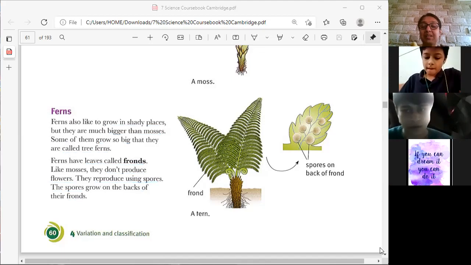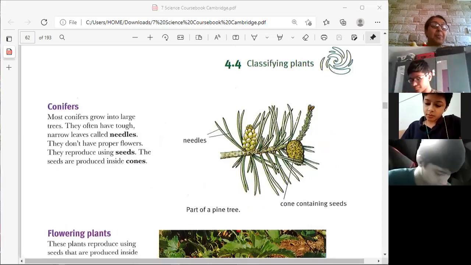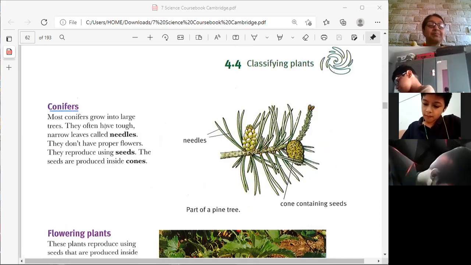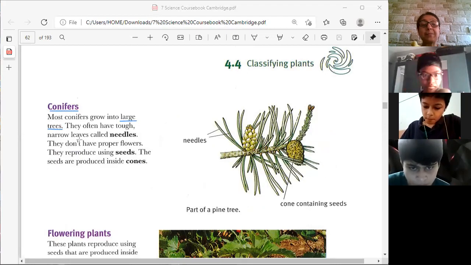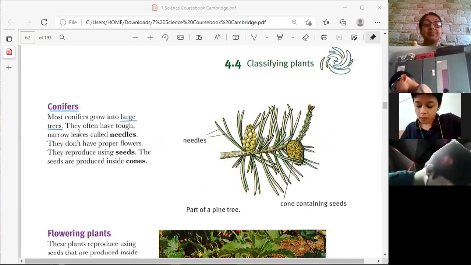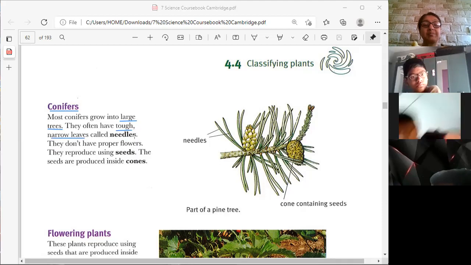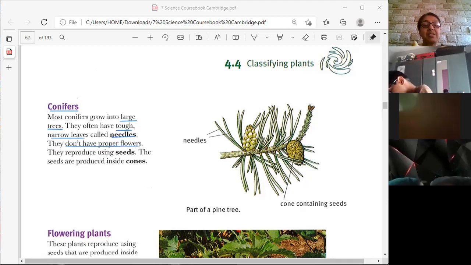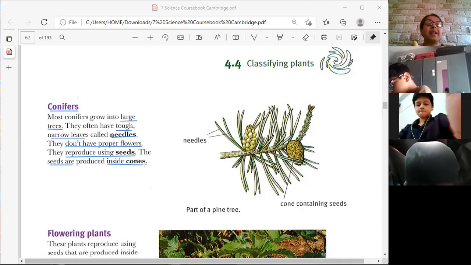Yes. Now we are moving towards the third group, that is conifers. Write the subheading conifers. The first point is large trees. Second point: tough, narrow leaves. In bracket, put needles. Don't have proper flowers. Reproduce using seeds. And seeds are inside cones. Write this down very quickly. Ma'am, I didn't write the second point. I'll just take a screenshot. Okay, I'll show you later.